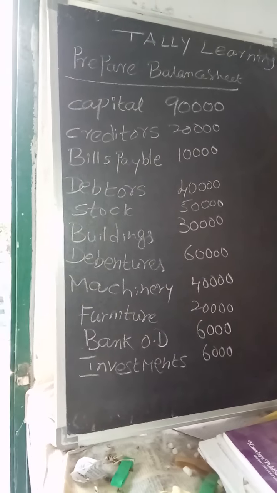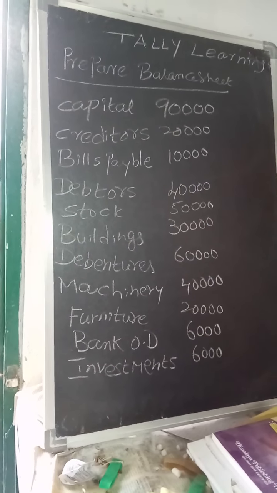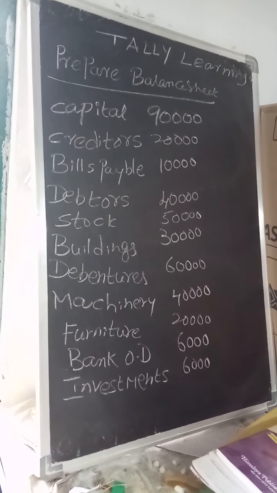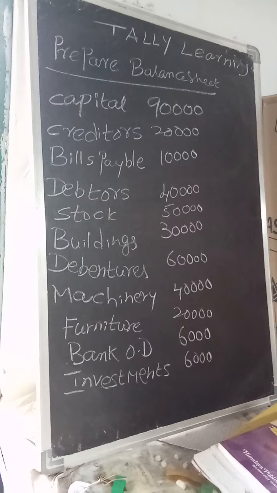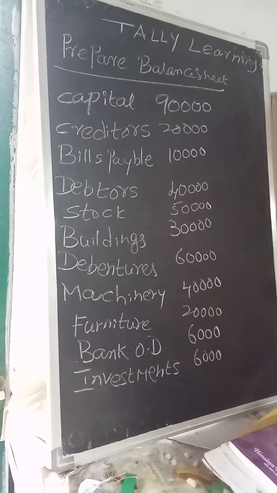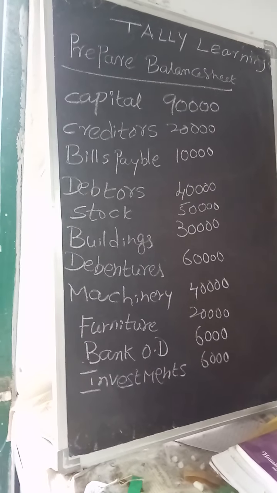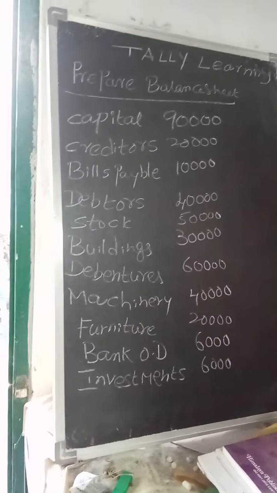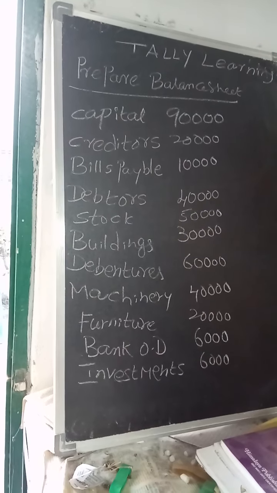After you enter all the ledger accounts, press Ctrl plus A so that whatever you have made is going to save. Then, my dear students, go to main menu by pressing escape key and select balance sheet. One balance sheet will be displayed. If you want more and more particulars, press Alt plus F1.